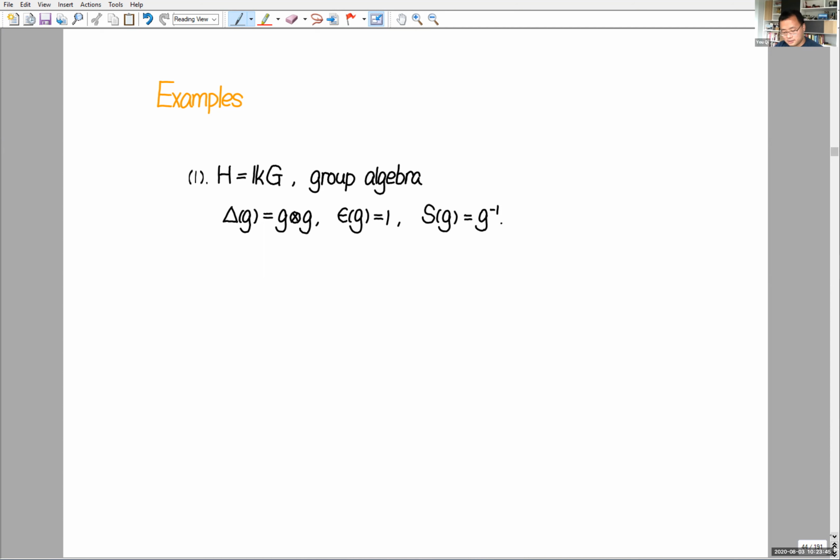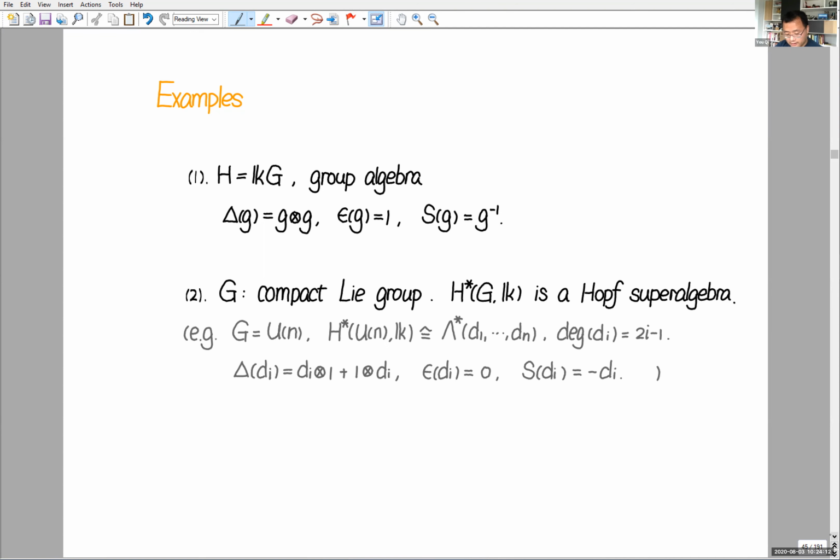And it comes naturally equipped with a Hopf algebra structure where basis elements coming from G satisfy delta of g equals g tensor g. So these are called group-like elements in the theory of Hopf algebras, because they come from the group G. And the Hopf algebra structure is given by epsilon of g equals one and S of g equals g inverse. Okay, and secondly, this is actually the first example of Hopf algebras discovered by Hopf beyond group algebras, I guess. And actually, that's a misnomer.